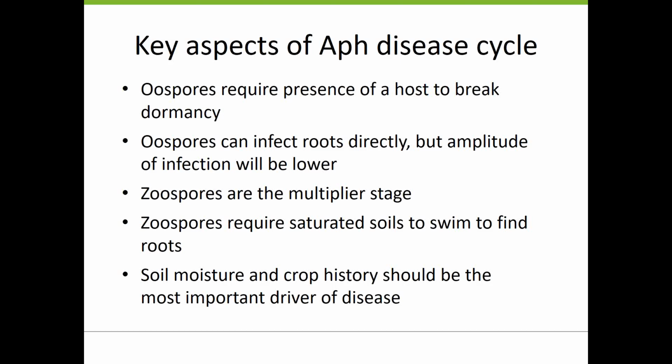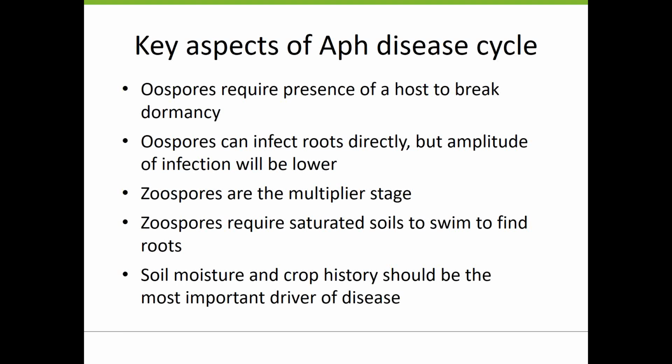So from the disease cycle, what we can see are some of the key aspects that start to give us some clues on maybe what management options might be, or how we can start to manipulate the environment so that it's not in the favor of the pathogen. And so some of those key aspects are that oospores require the presence of a host to break dormancy.